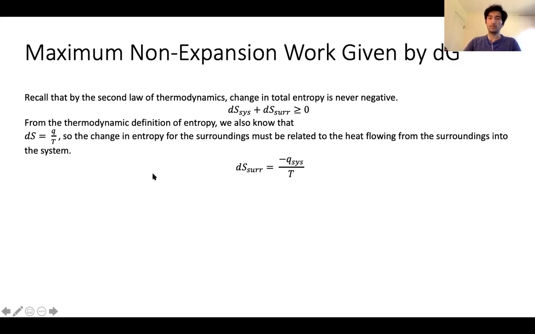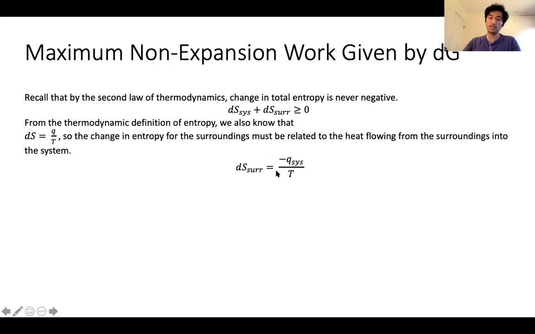Furthermore, in previous lectures, you've shown from the thermodynamic definition of entropy that you can write the change in entropy as the amount of heat that flows in divided by the temperature. Because we're defining the surroundings to be everything that is not the system, we can quantify the change in the entropy of the surroundings as essentially the negative of the heat that goes into the system. If everything that is not the system is the surroundings, then by definition, all the heat that flows into the system has to have come from the surroundings. So the heat that goes into the system is all the heat that's lost by the surroundings.